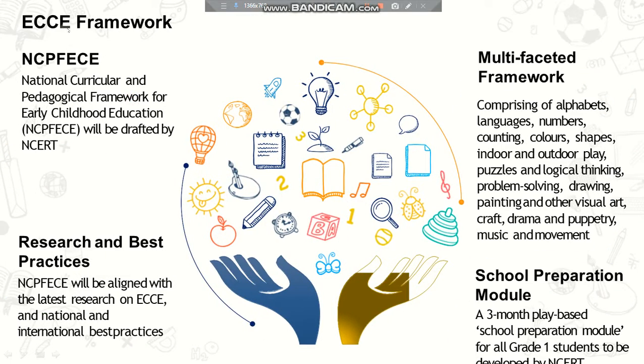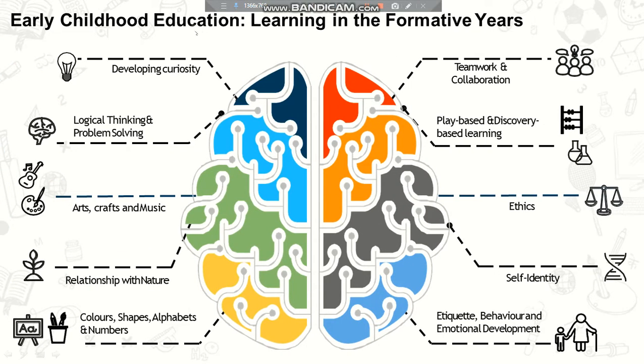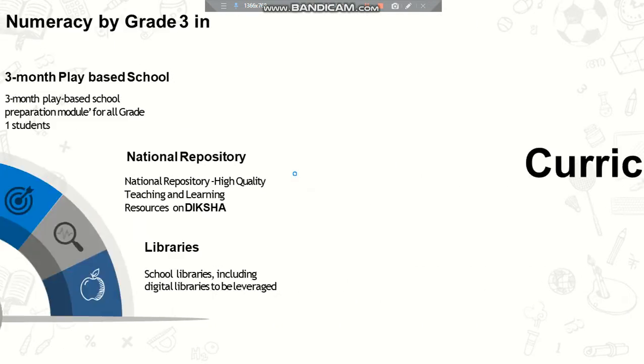See the ECCE framework. This is the model framework given, a multi-faceted framework for early childhood education, learning in the formative years. This is given as a model. You can check it on the website. Attainment of foundational literacy and numeracy by grade 3 in mission mode. These are the things: libraries, a 3-month play-based school preparation, early learning, book promotion, national mission, foundational skills.